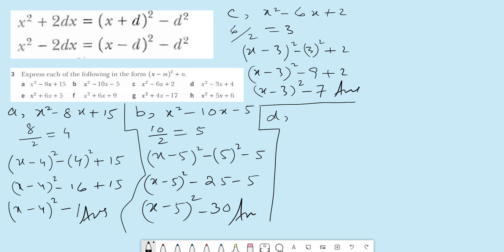What is part D? x square minus 3x plus 4. What is the coefficient of x in this case? 3. So 3 upon 2 is 1.5. Therefore x minus 1.5 whole square minus 1.5 square plus 4. Now find this value of 1.5 square with the help of calculator.